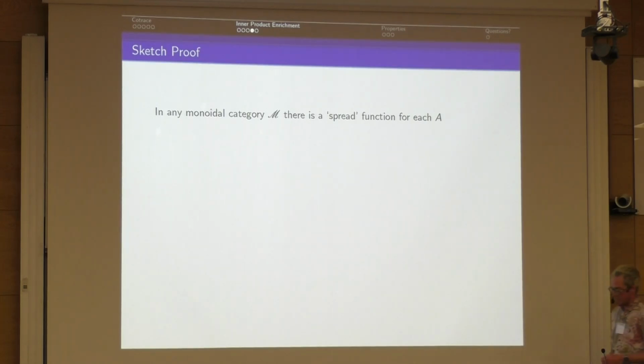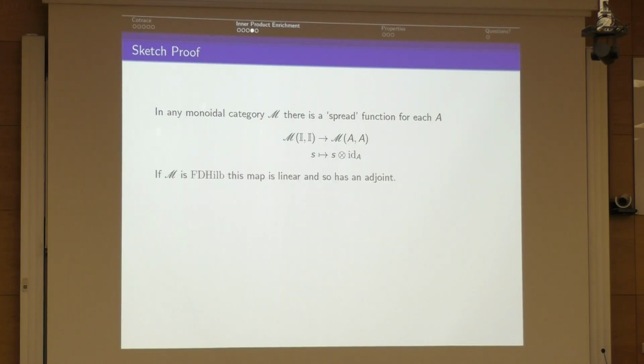Okay, so a sketch of the proof. Again, I'm going to keep reiterating this point that I want to lift some ideas from linear algebra and use them in category theory. So if you've got some monoidal category, there's this function which I like to call the spread, because it's in some sense opposite to trace. And essentially, if you've got some scalar S, you can bump it up to be a map from any object A to itself, and you just do this by tensoring your scalar with the identity on A. So if you do this in finite dimensional vector spaces, it just gives you scalar multiplication.